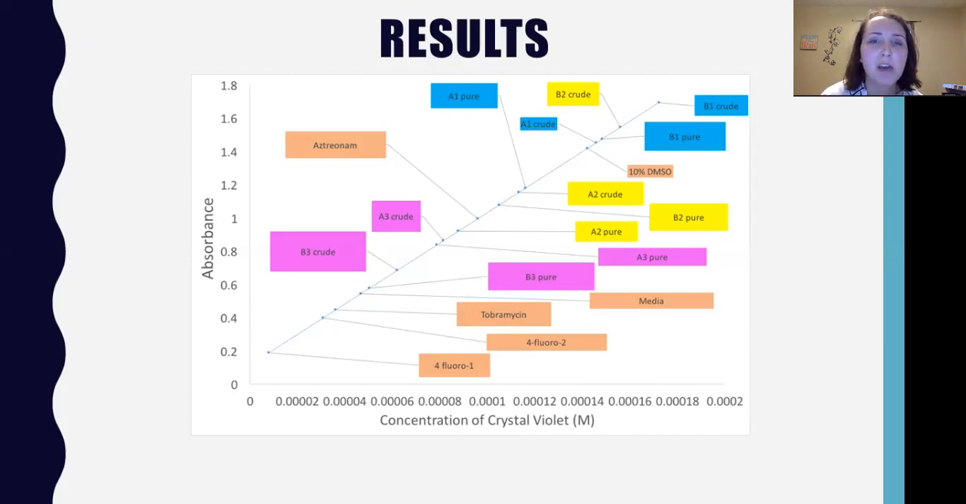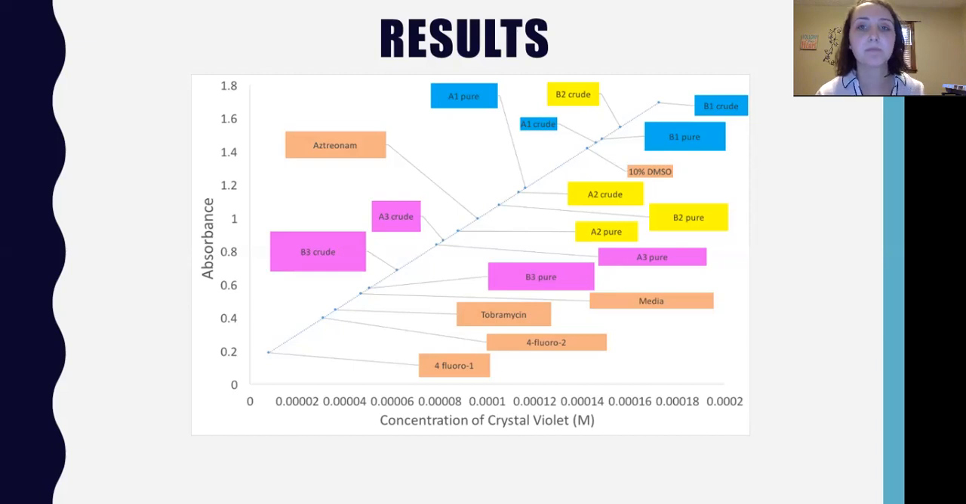And in orange, you can see my controls. The Aeruginosa has a higher concentration of crystal violet, and I think that's because it wasn't concentrated enough to kill the bacteria, so it wasn't that great of a control. And also, as you can see, some of the controls have a little bit of concentration of crystal violet, and I think that's just because it's hard to remove all the crystal violet from the cuvettes, which we measure the absorbance in.